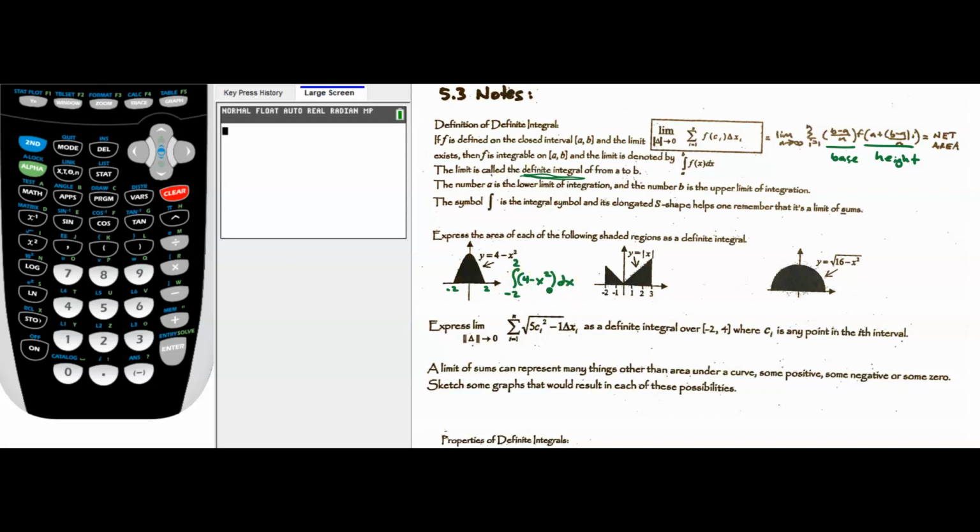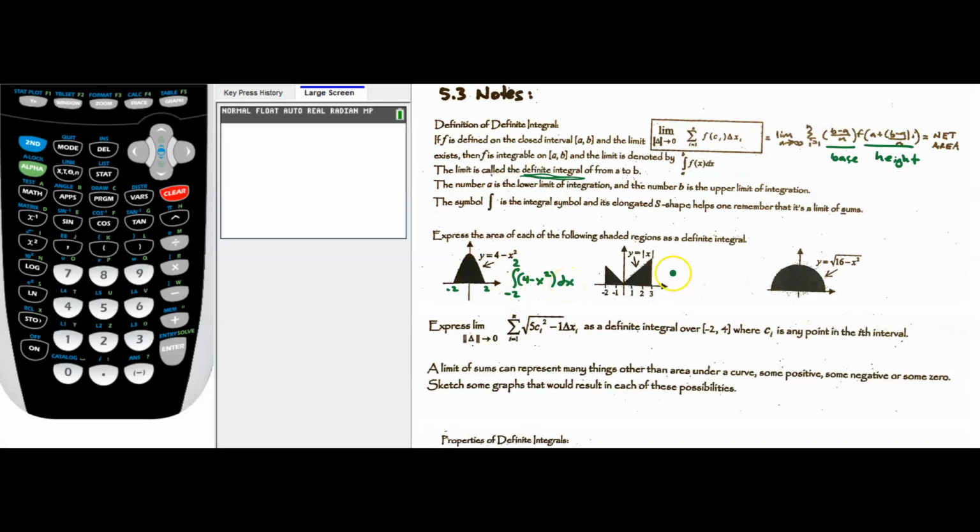See, all of this stuff is actually going to come together in section 5.4 when you learn the fundamental theorem of calculus. But right now, I just want you to know, when you have a function and you're looking at an area bounded by that and the x-axis from a to b, we write it as the definite integral from a to b of that function and then dx.